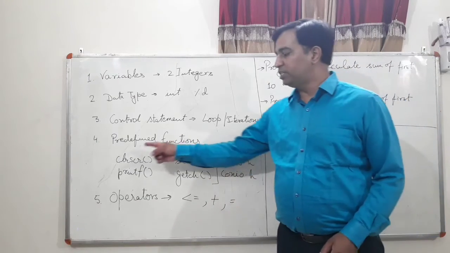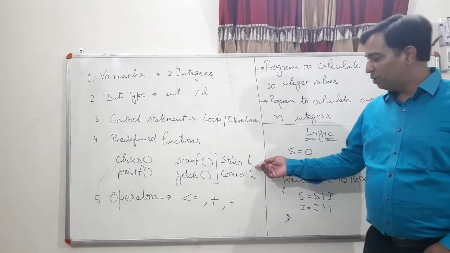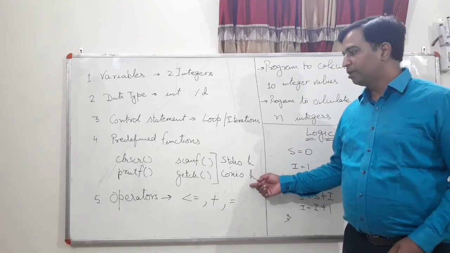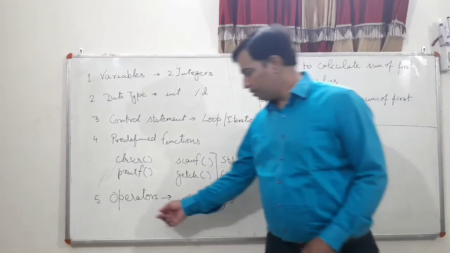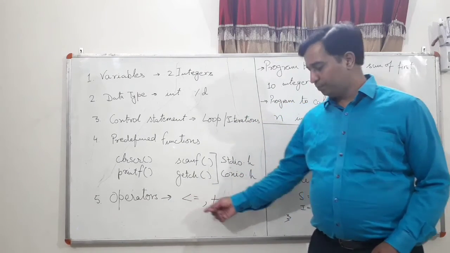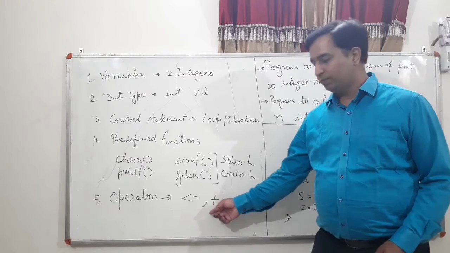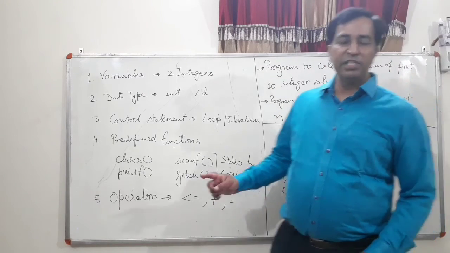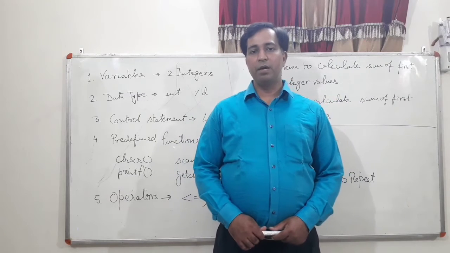Now to use all these functions, we will need the header files stdio.h and conio.h. Operators that we'll be using are less than or equal to, addition, and assignment operator, right? Let's see how we can make this program in our compiler.